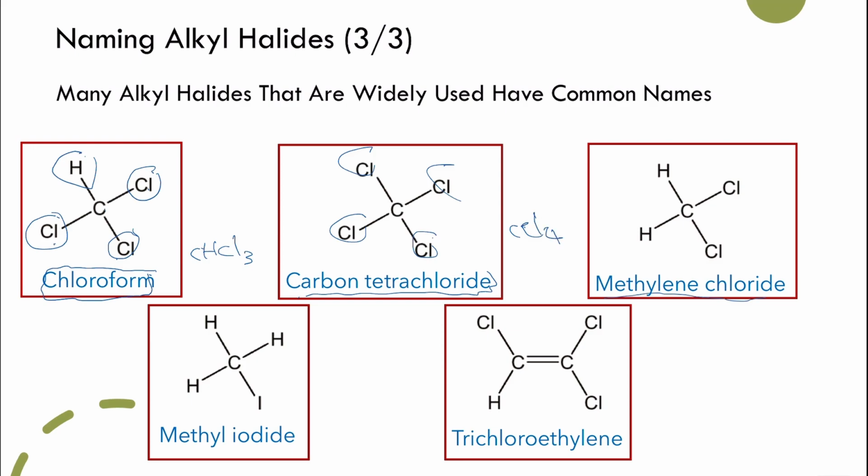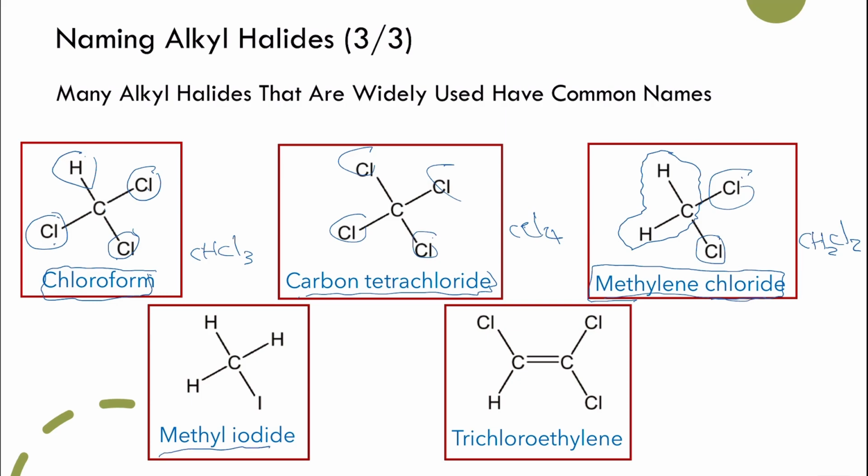Methylene chloride. Here, methylene refers to a carbon that has 2 hydrogens, and then it has 2 chloro groups. If you notice, we didn't say dichloromethane. It should be called dichloromethane if I'm calling it according to the IUPAC naming, but the common name is methylene chloride. So when you hear the word methylene chloride, you should know that it's a carbon with 2 hydrogens and 2 chloro groups.